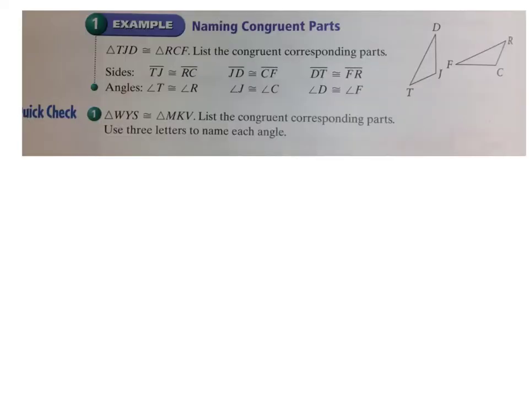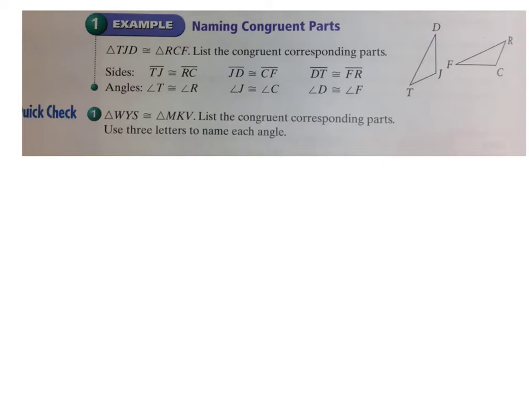Now if you look at example 1, triangle TJD is congruent to triangle RCF, you can certainly see you got 3 pair of sides that all are congruent to the 3 pair of sides of the second triangle and the 3 pair of angles that are congruent.